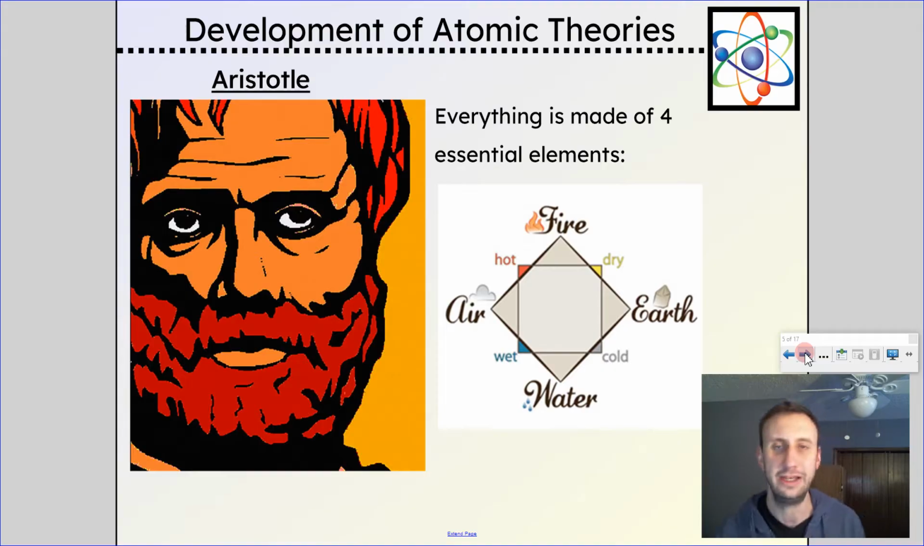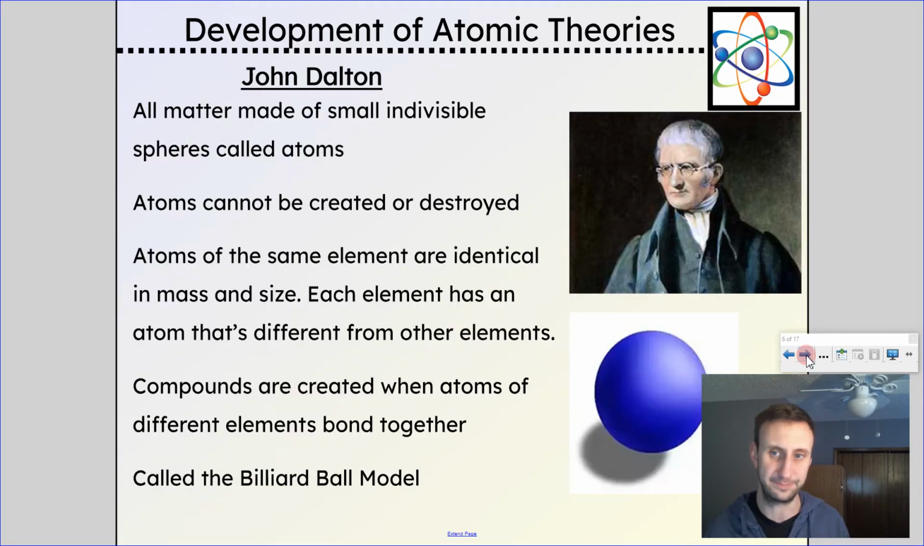So the idea was that everything was made up of these four essential elements. Now, of course, we understand now that this is not correct. This isn't real, right? That's not how everything is made. Instead, things are made out of the elements, the periodic table of elements. And we have different kinds of atoms that combine in fixed proportions to make all the stuff.